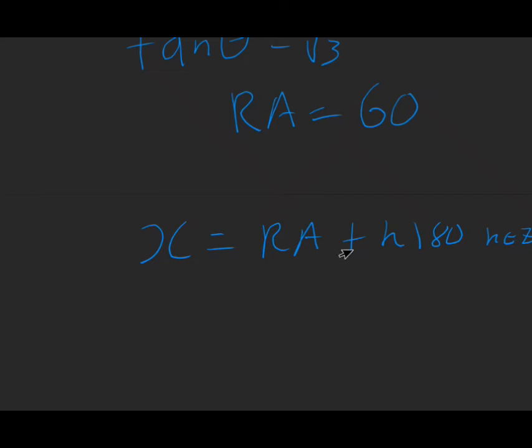So this is the equation, so let's substitute. We're going to have x equals 60 plus k180, and that is it. k is an element of integers. So there we have it, only one equation.